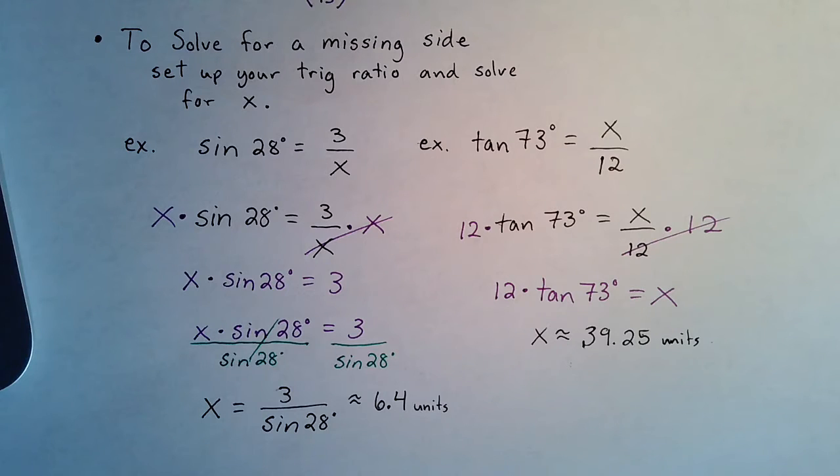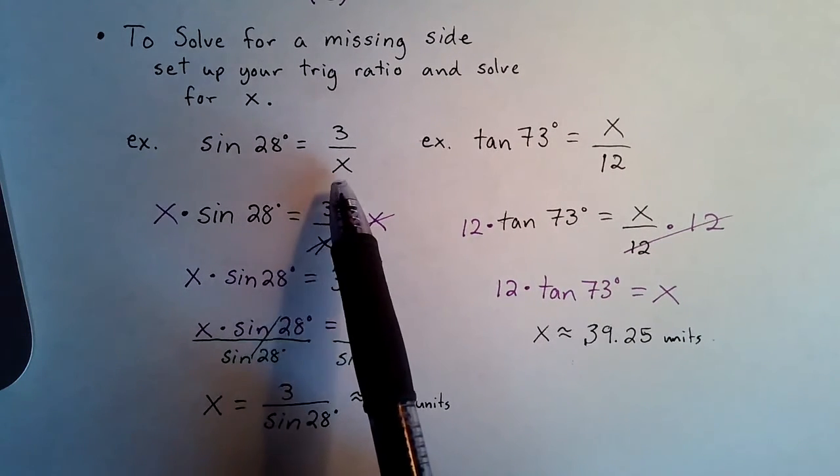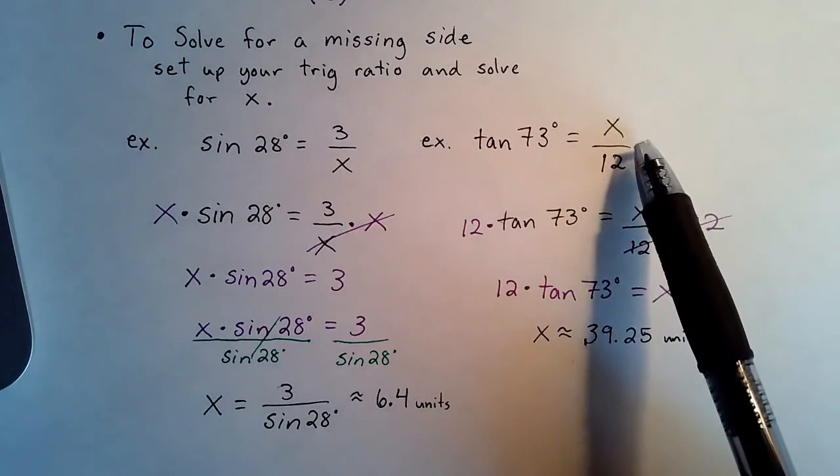Okay, and then for this last part, we have how to solve for a missing side. So you set up your trig ratio, and then you're going to solve for x. And I have two examples, one where the x is on the bottom of your ratio, and then one where x is on the top.